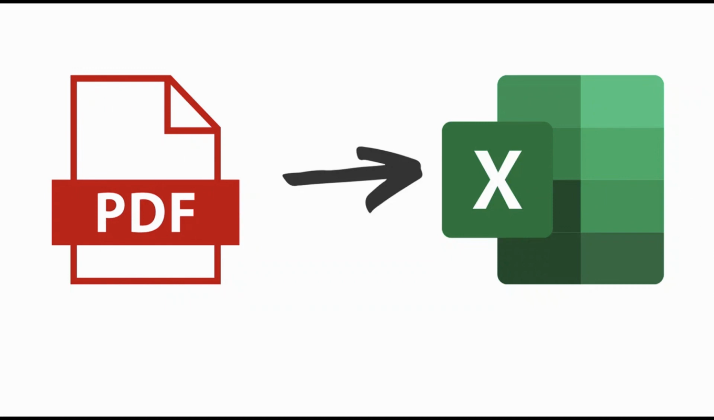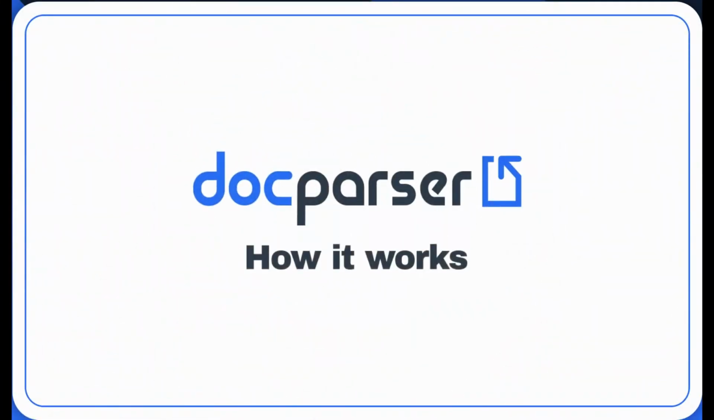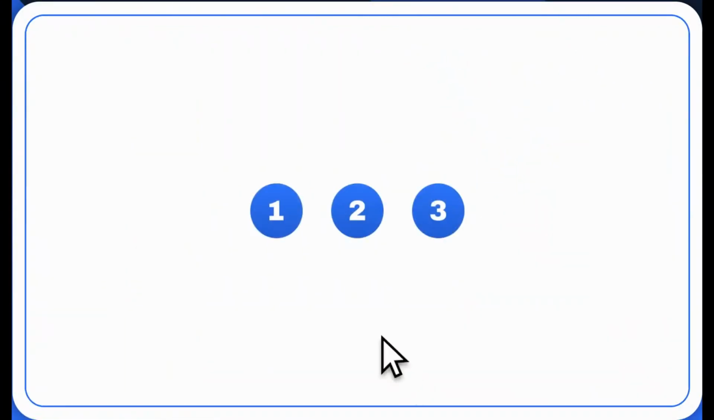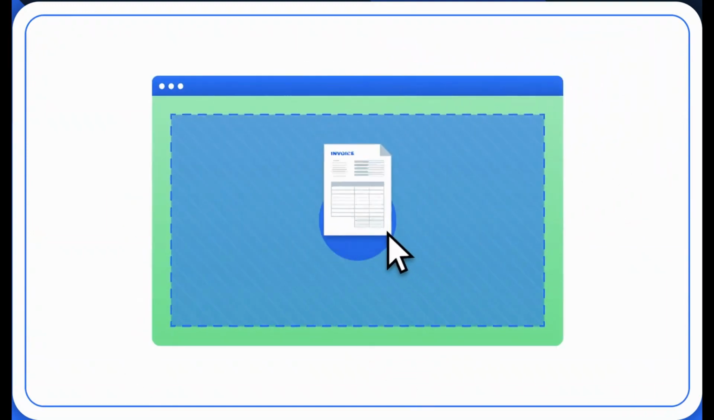Simple copy and paste doesn't work in this case, as the whole formatting goes haywire. Moreover, if you process hundreds of bank statements or credit card statements every month, manually extracting the data can be time-consuming and prone to error. Docparser automates your data extraction from bank statements and credit card statements, helping you save hours of work and makes the process much more efficient.